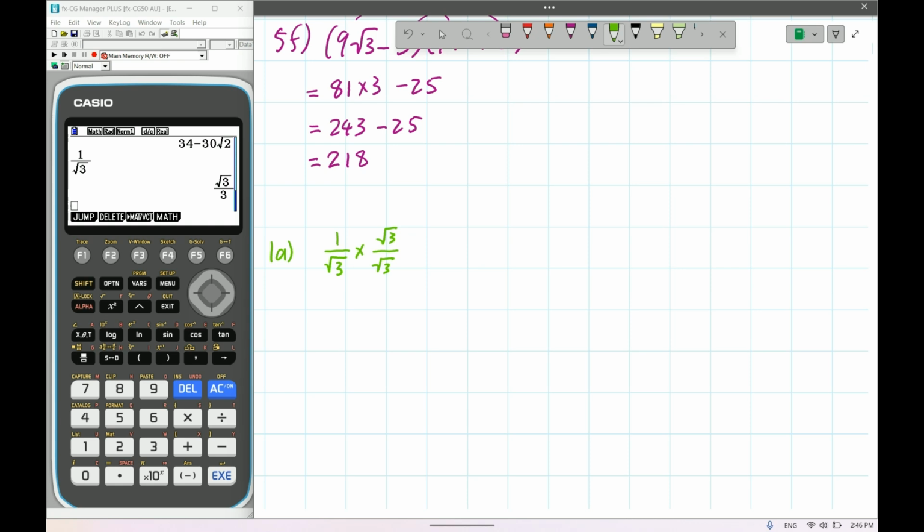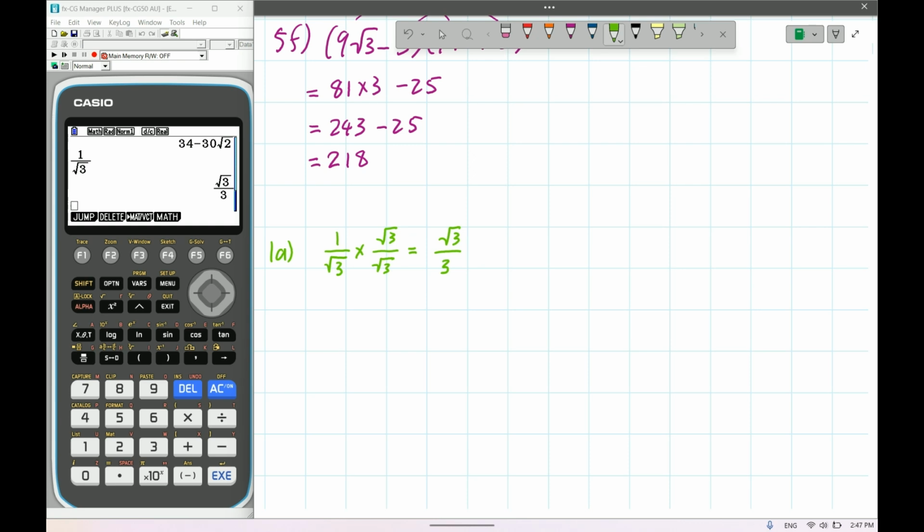There's a few exceptions, but as we go through all the questions, 1A all the way to 1T, I'll go through some of the exceptions one at a time. So let's have a look at this. When you multiply fractions, it's just the numerators times together and the denominators times together. So 1 times root 3 becomes root 3, and root 3 times root 3 makes 3. Hence, that's how you get the answer from the calculator.